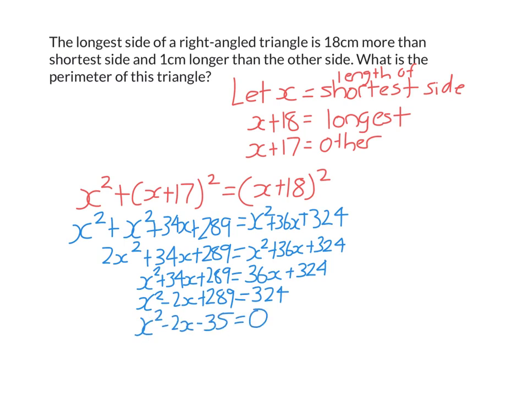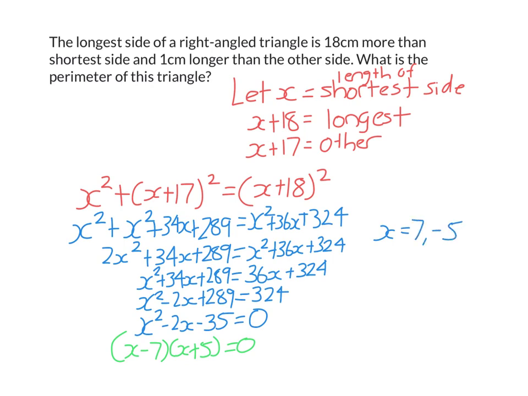You can factorize or use the quadratic formula. It's up to you, depends whether or not you can see that there are two numbers that multiply to negative 35 and add to negative 2. So those numbers are minus 7 and positive 5. So I've done it by factorization. Like I said, you could have used the quadratic formula. So the two solutions here are x equals 7 and negative 5.